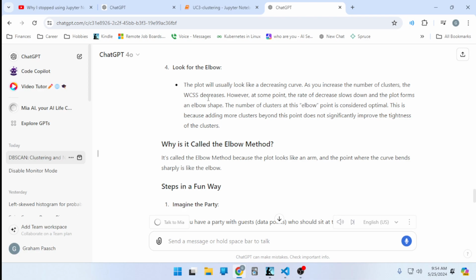Summary: the elbow method helps you find the optimal number of clusters by looking for a point on a graph where adding more clusters doesn't significantly improve the clustering quality. It's like finding the right number of tables at a party to ensure everyone is comfortably seated with their friends.